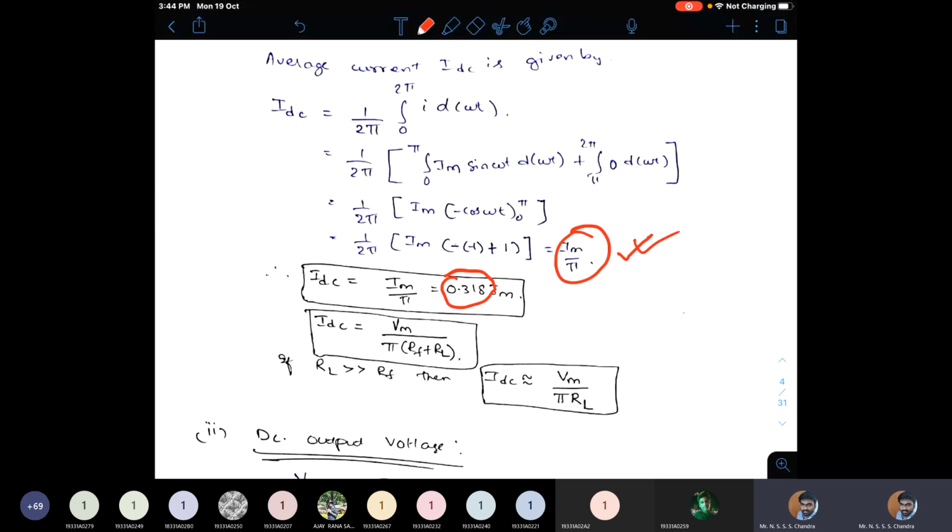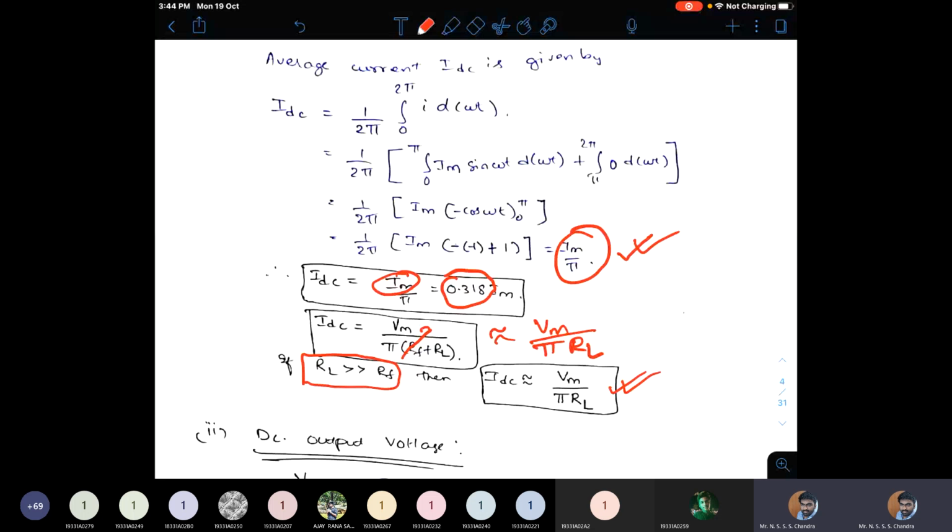So Id is equal to Vm by pi into Rf plus RL, replacing Im with Vm over Rf plus RL. We know that the diode resistance is very small compared to the external resistance, so I am taking the condition RL much greater than Rf. Then IDC will be nearly equal to Vm by pi RL, where RL is your external load resistance. If you remember these formulas, it will be helpful for you to solve any numerical problems.